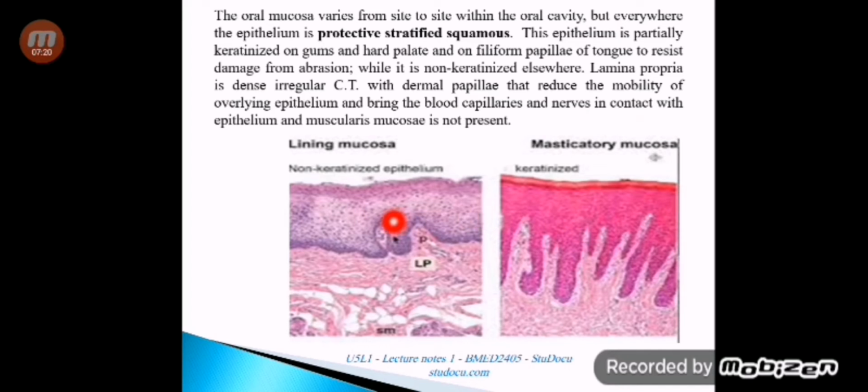Below this lining epithelium, we can see the lamina propria. The lamina propria is a dense irregular connective tissue with dermal papillae. These are the dermal papillae, and they act to reduce the mobility of the overlying epithelium and also bring blood capillaries and nerves to supply it. Below the lamina propria there is no muscularis mucosa, which means the lamina propria lies directly over the submucosa.